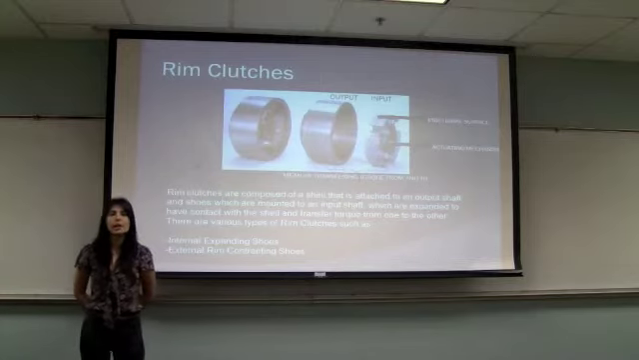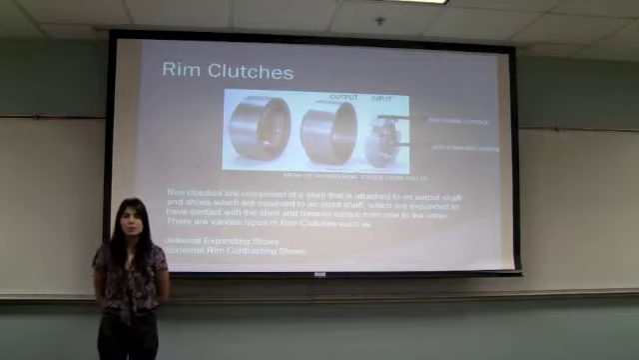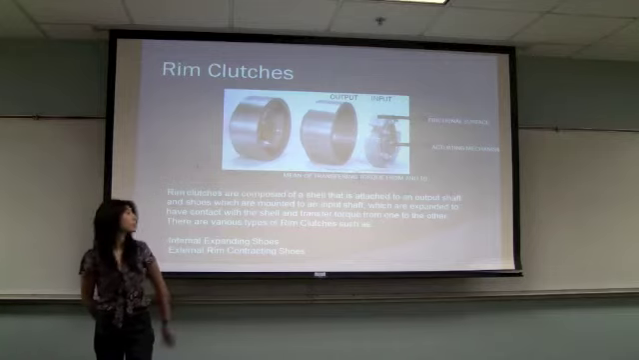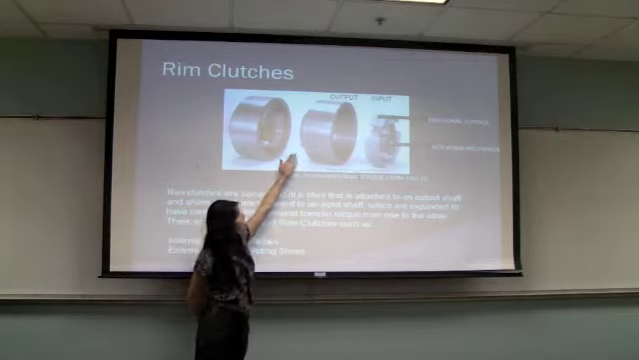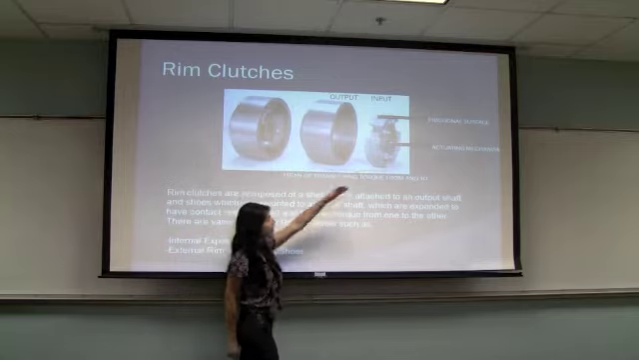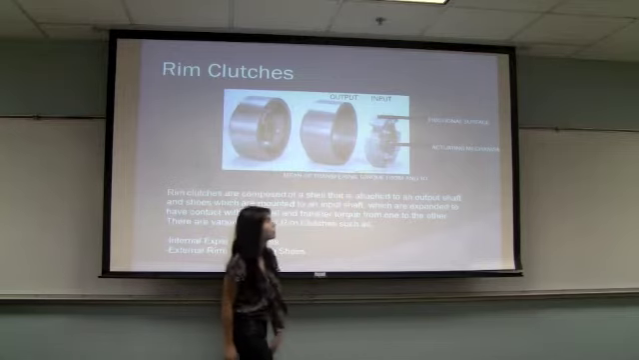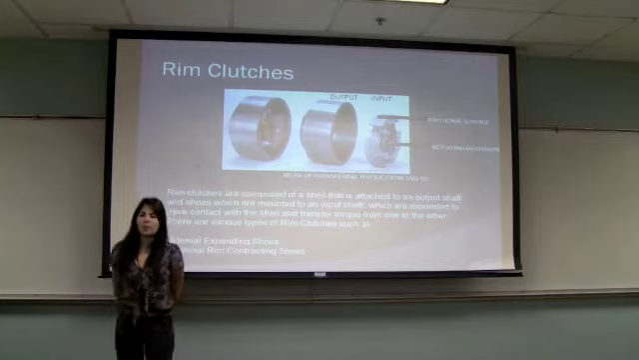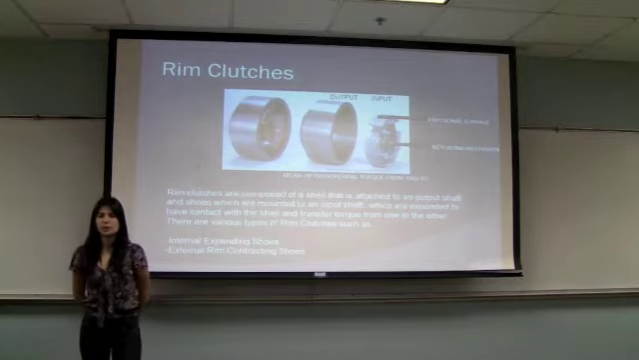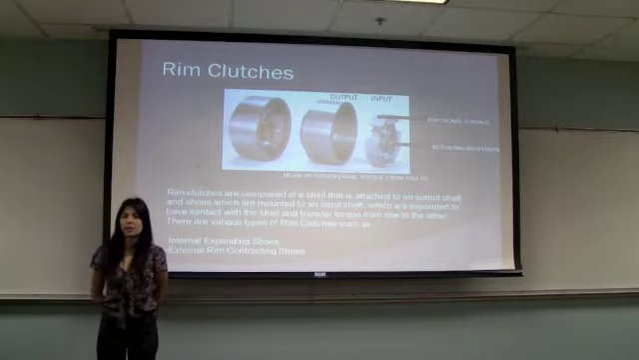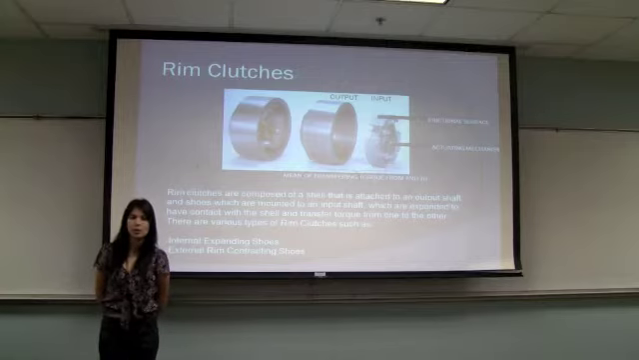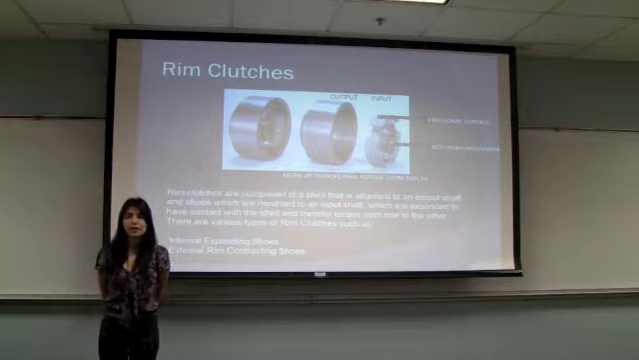Rim clutches are composed of a shell that is attached to an output shaft and shoes which are mounted to the input shaft. Here, the output shaft will be connected to this rim, and the input shaft will connect to the shoes. There are three elements of these rim clutches: the frictional surface, the actuating mechanism, and the means of transferring torque from and to. There are two types of rim clutches: internal expanding and external contracting shoes.